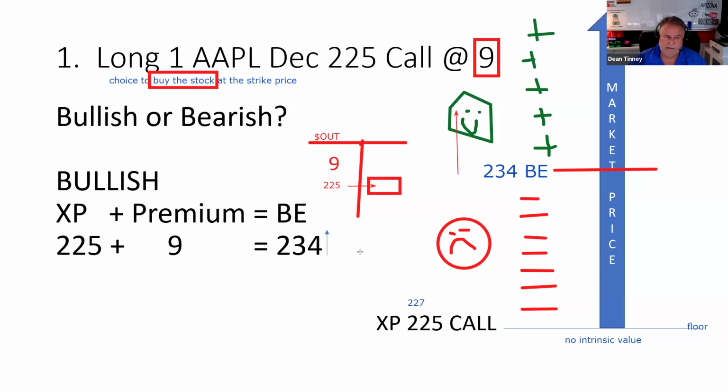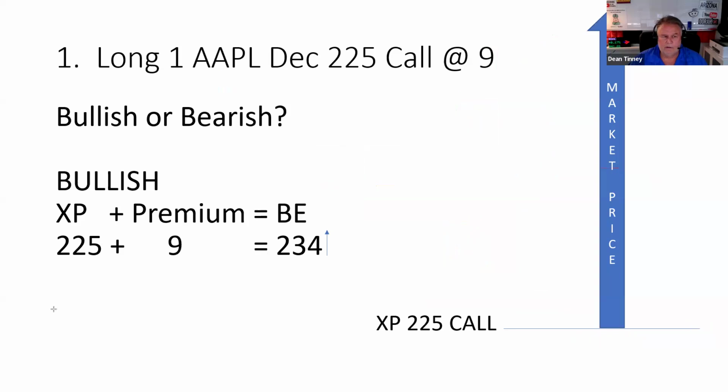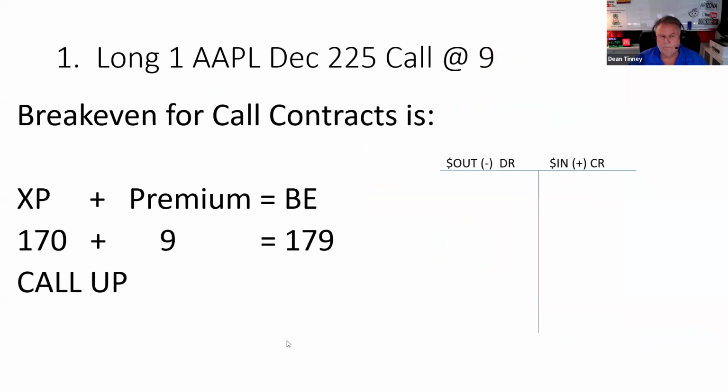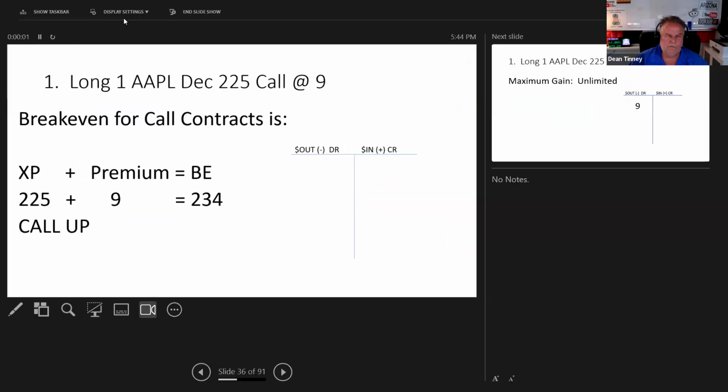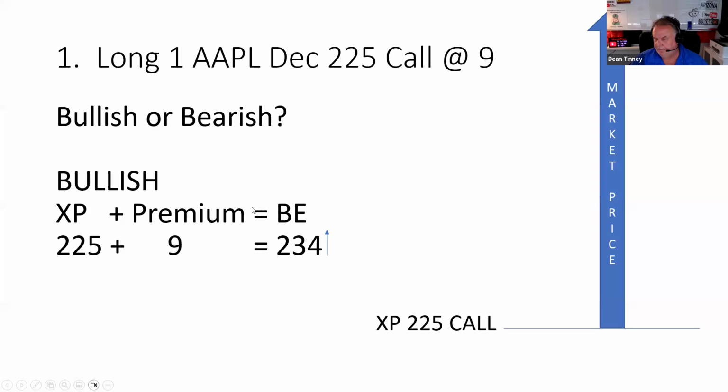All right, let me illustrate again the break even in long calls. So here is our break even once again. It's strike price plus premium. We have a great mnemonic for break evens: call up and put down. Those mnemonics are great for a lot of things. I always joke, if you only remember one thing about options, remember call up, put down.